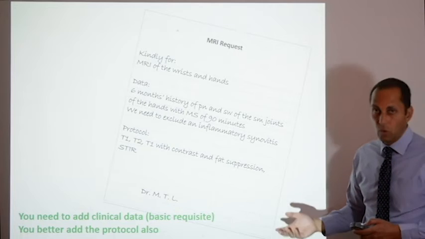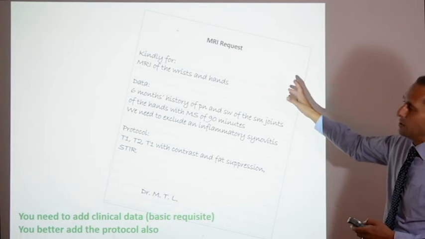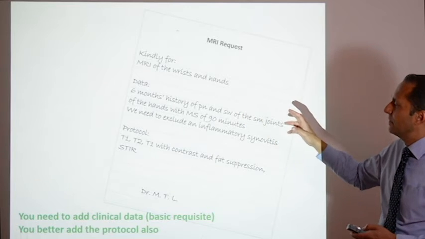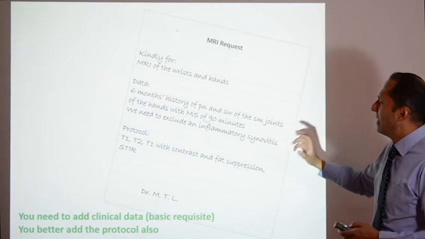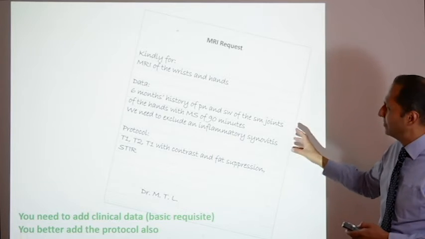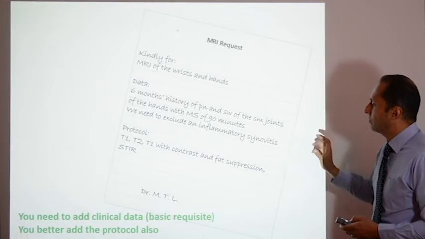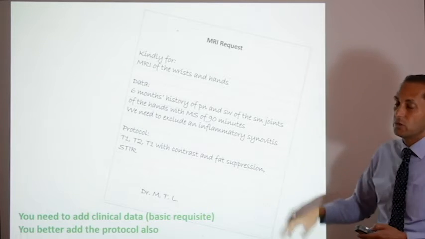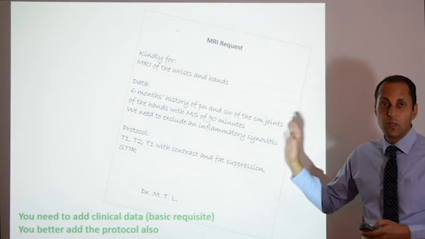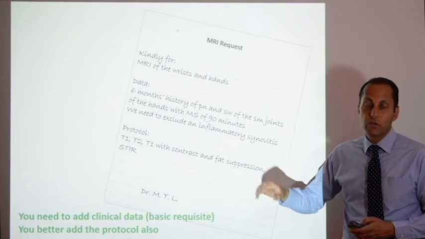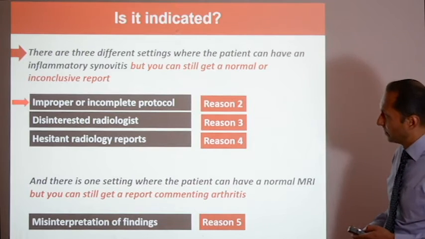You better add the protocol also. So this is another request. Kindly for MRI of the wrists and hands, data: 6-month history of pain and swelling of the small joints of the hands with morning stiffness of 90 minutes. We need to exclude an inflammatory synovitis. Protocol: T1, T2, T1 with contrast and fat suppression STIR. This is a typical protocol request that can get you the right protocol done.